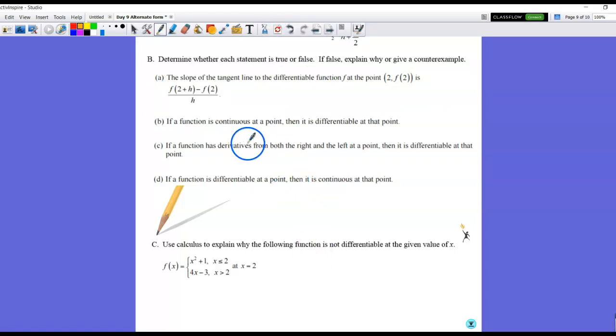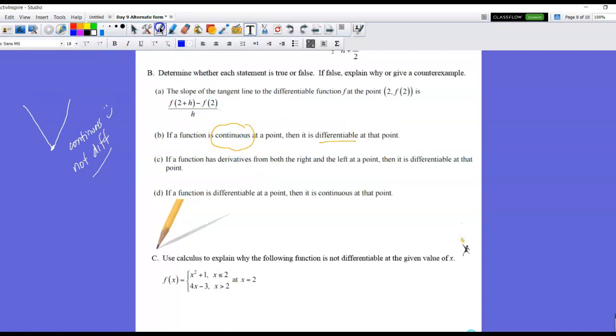In part B, if a function is continuous at a point, then it has to have a derivative. Now we know our classic example that we've looked at when we looked at differentiability is our absolute value function. So if we look at the vertex down here, the absolute value function is continuous. However, the absolute value function at the vertex is not differentiable. Therefore, continuity does not guarantee differentiability. Whoops, I didn't mean to do that. Let me grab my pen again.